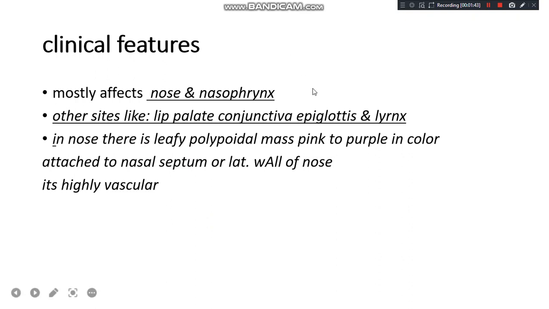So, the clinical features: mostly it affects the nose and the nasopharynx, but other sites can also be affected, like the lip, palate, conjunctiva, epiglottis, and larynx. In the nose, there's a leafy polypoidal mass, pink to purple in color. It is attached to the nasal septum or lateral wall of the nose. It's highly vascular. Now what happens whenever you touch this mass? This mass will bleed easily because it is highly vascularized.